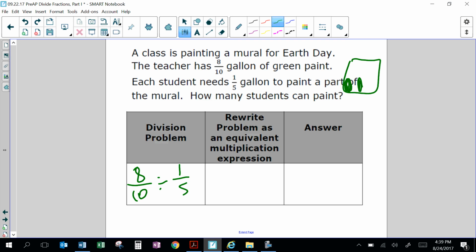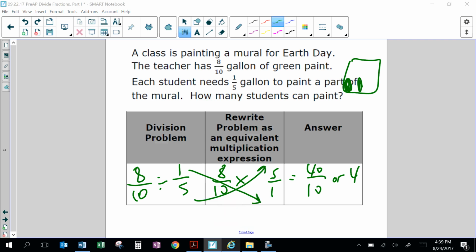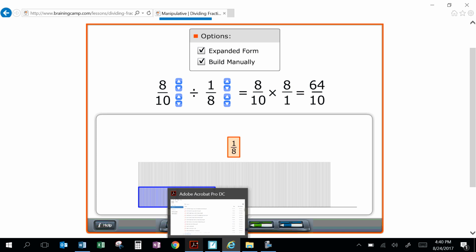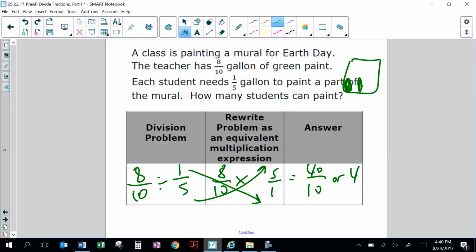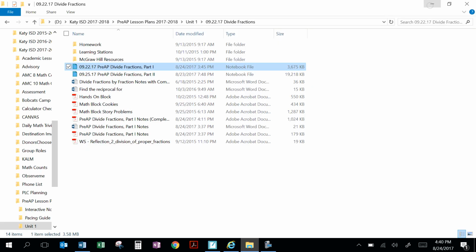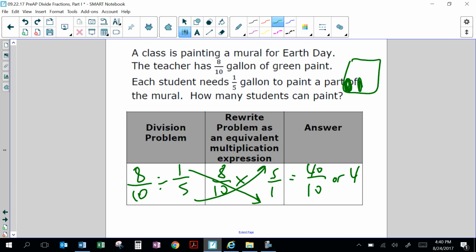So 8/10. How can I turn this into an equivalent multiplication expression? I start with 8/10. You're multiplying. What's the reciprocal of 1/5? 5/1. If you multiply across, it's 40/10 or 4. And if you don't trust me, we can look at the manipulatives. 8/10 divided by 1/5. One group, two groups, three groups, four groups. Is that the same answer that we get? Four groups. Yes, it is.